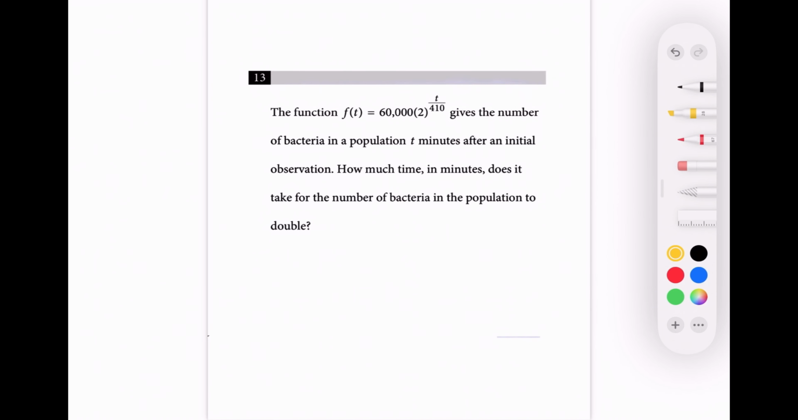The function gives the number of bacteria in a population t minutes after an initial observation. How much time in minutes does it take for the number of bacteria in the population to double? The key word here is double. That means the number in the parentheses must be a 2. And for it to actually double, the exponent would have to be 1. So that 2 to the first power is just doubling.